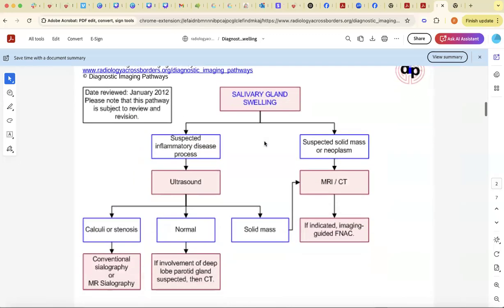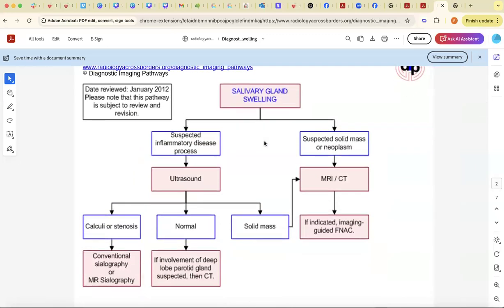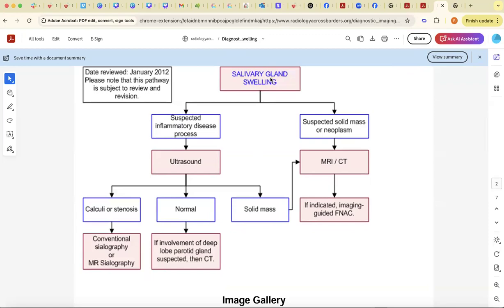Okay, this is another guideline about imaging in Australia. That is more relevant to the question we have got, salivary gland swelling. So if we have got a salivary gland swelling, the first thing is: do you suspect it is an inflammation? Do you suspect it is a cancer?